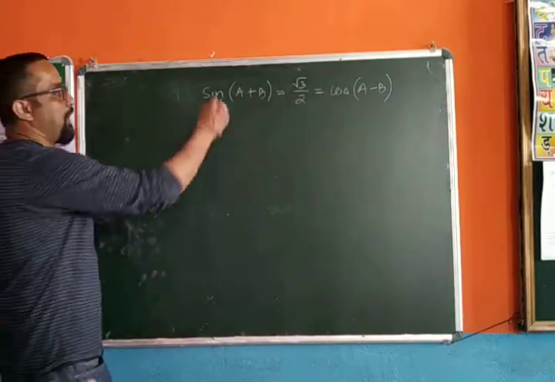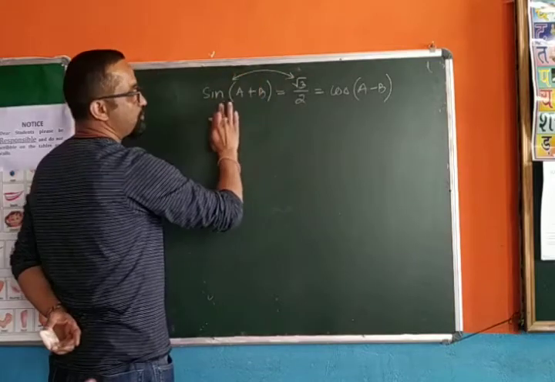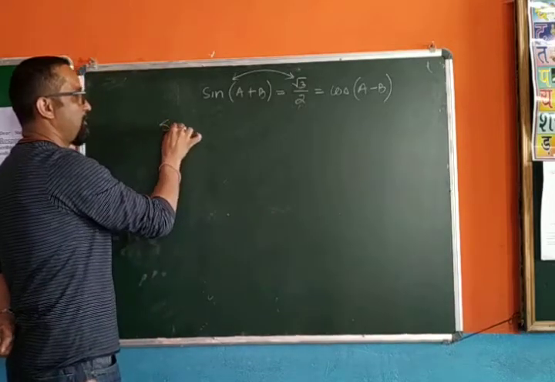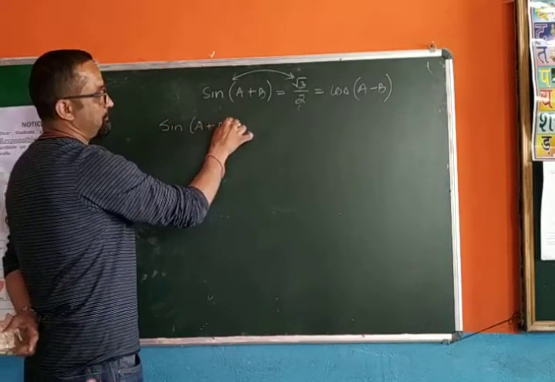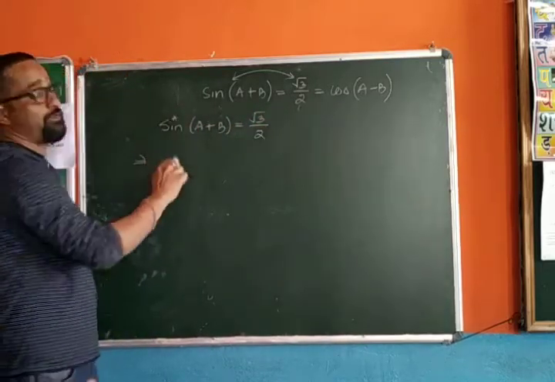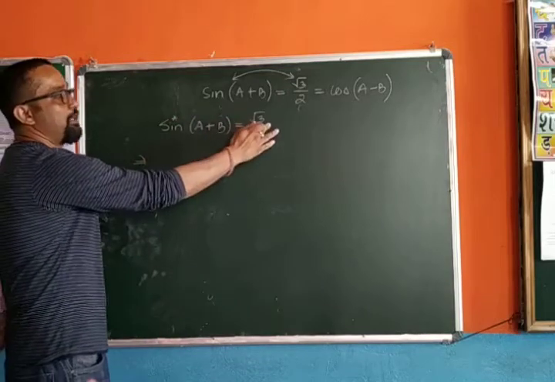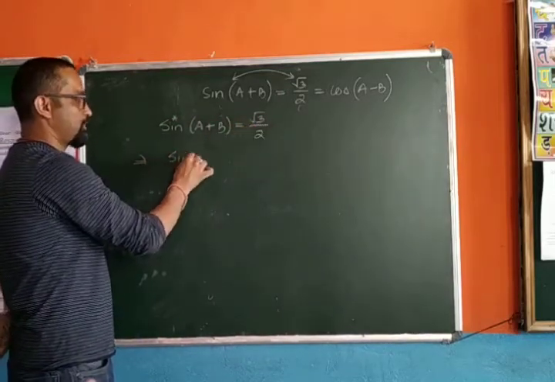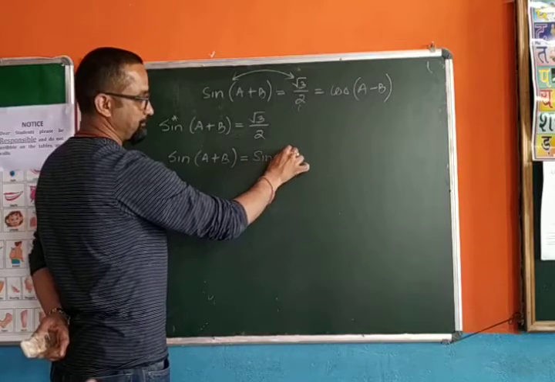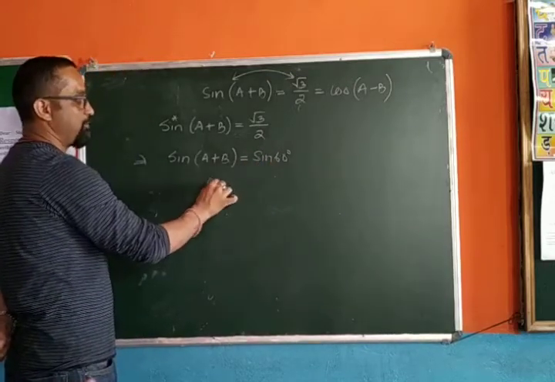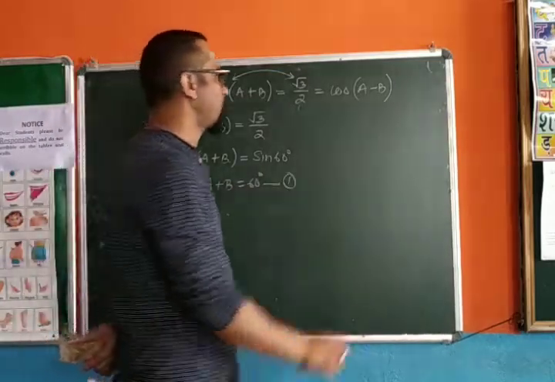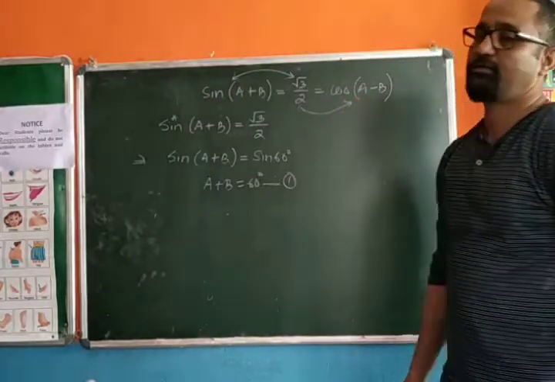Copy the equation and equate these two first. First equal to second, second equal to third. So first will be equal to second. Sin a plus b equal to root 3 by 2. You have sin trigonometrical ratio. Which sin is equivalent to root 3 by 2? Sin a plus b is equal to sin 60 degree. Sin equal to sin, so a plus b is equal to 60 degree. Equation number 1.